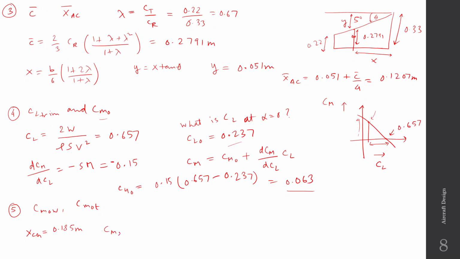Then from the formula we know that CM naught wing is CMAC of the wing plus CL naught wing times (x bar CG minus x bar AC). Note that we have bars here, which means you have to divide by the mean aerodynamic chord, and this comes out to 0.0154. So the CM naught contribution due to the wing is this. Now from here we can calculate the required tail contribution.